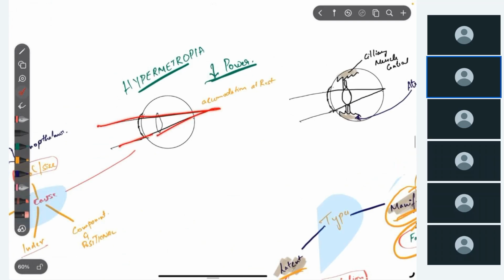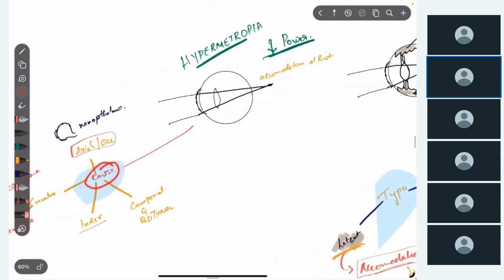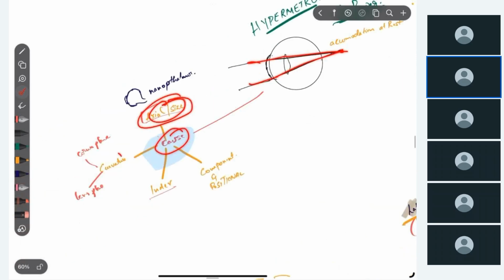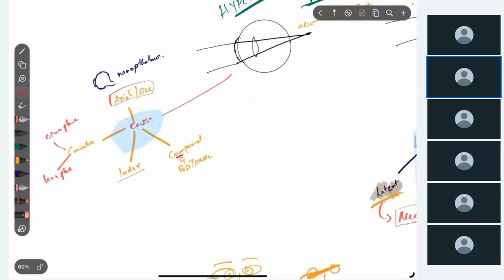Now, this should be checked when accommodation is at rest. The causes for which are: a small eye, where again the light rays will get focused behind the retina, causing hypermetropia. Curvature: when the curvature is plane, when you decrease the curvature, again you will develop hypermetropia. When you decrease the refractive index, you will develop hypermetropia. If the lens gets displaced anteriorly, again you will get hypermetropia. Sorry, if it gets displaced posteriorly, you will get hypermetropia.